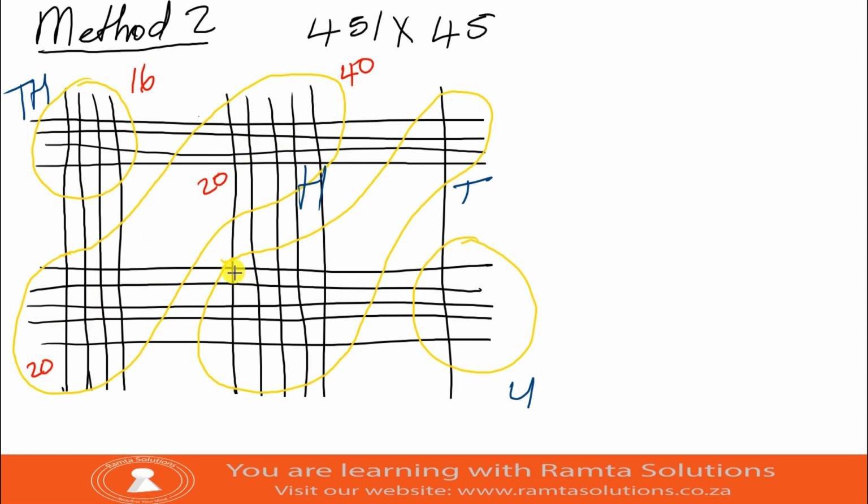Then let's look at this. 1, 2, 3, 4, 5. This is 5, 10, 15, 20, 25. And this is 1, 2, 3, 4. 25 plus 4 must be 29.